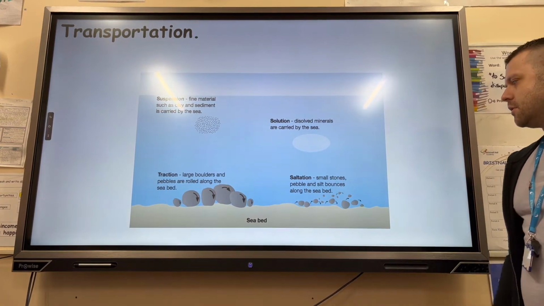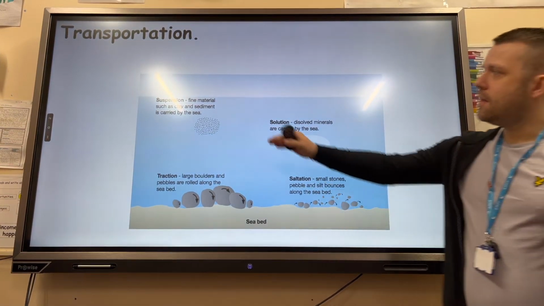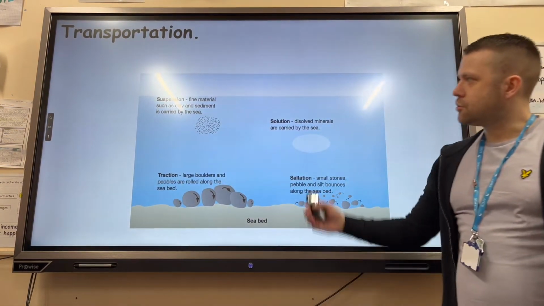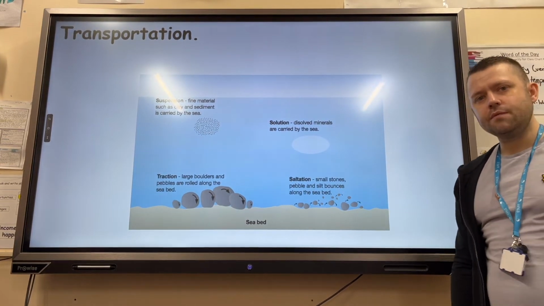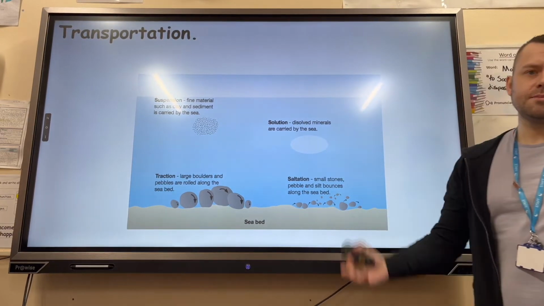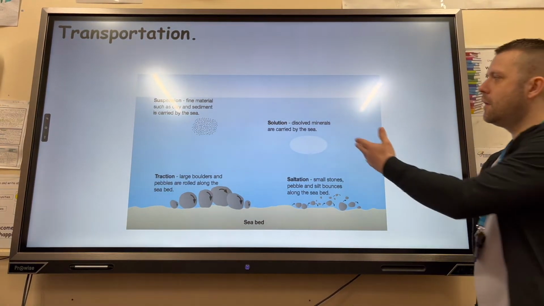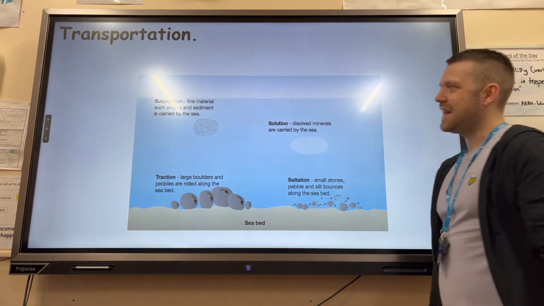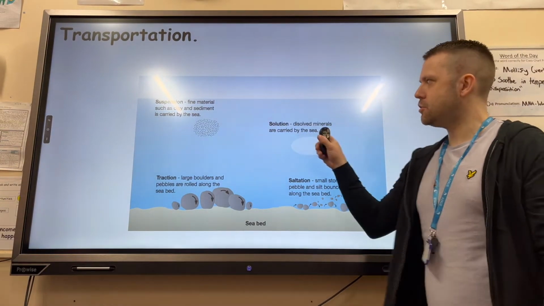As these materials get broken down even further, they are now light enough to float, such as clay particles, and they're carried in the sea, and we call this suspension. And finally, when these materials are completely dissolved, they are transported as a solution. Suspension, solution.